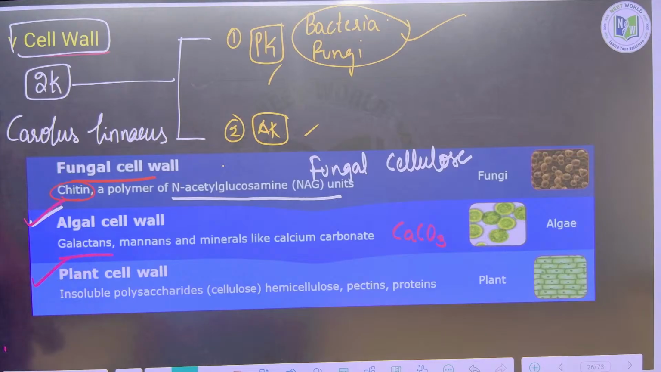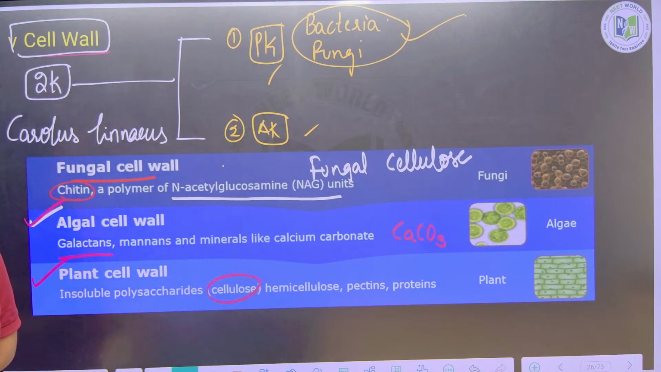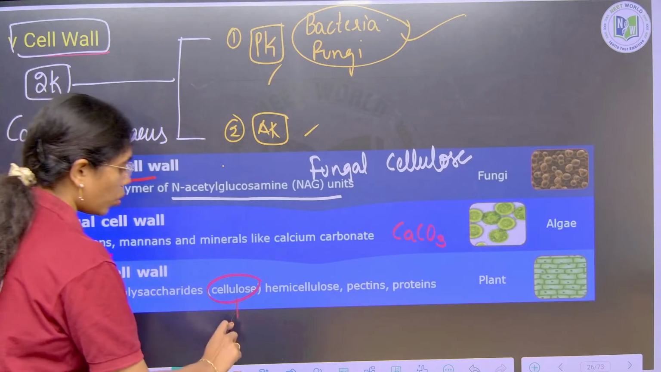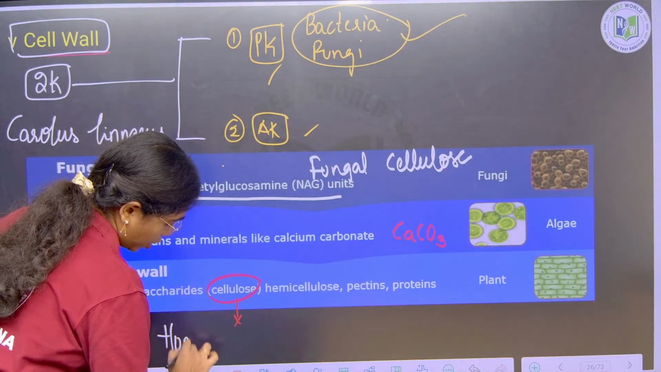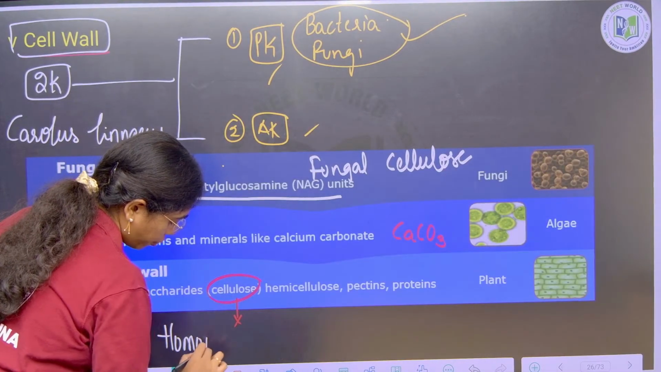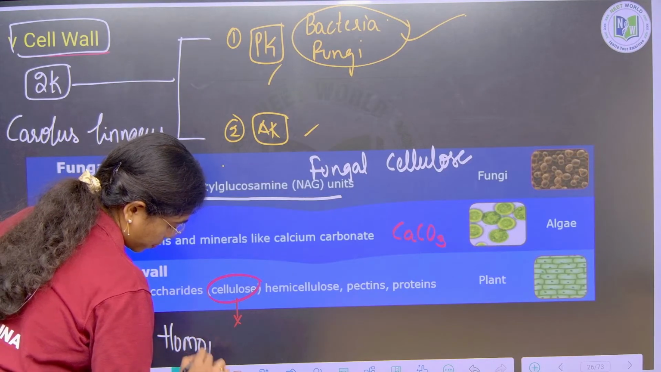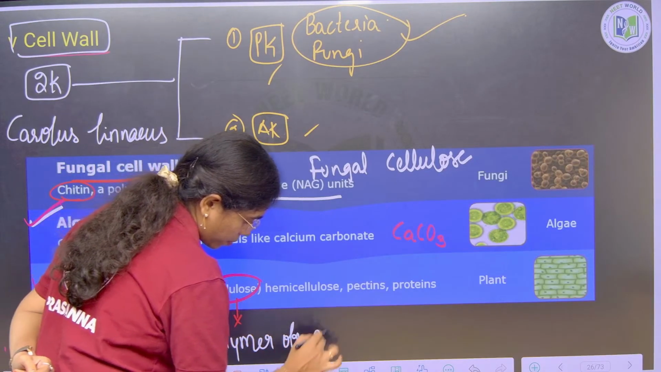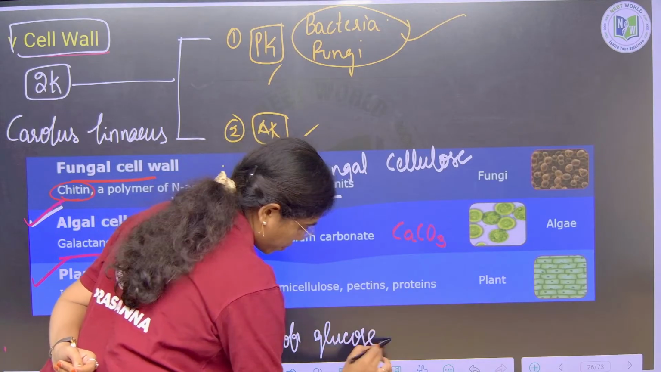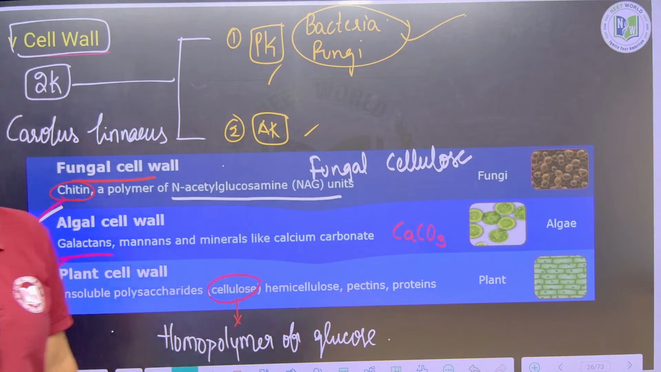Plant cell wall is composed of insoluble polysaccharide, that is cellulose. Cellulose is a homopolymer or heteropolymer? Homopolymer of glucose. Cellulose is a homopolymer of glucose. Okay. It consists of cellulose, hemicellulose, pectins and proteins.